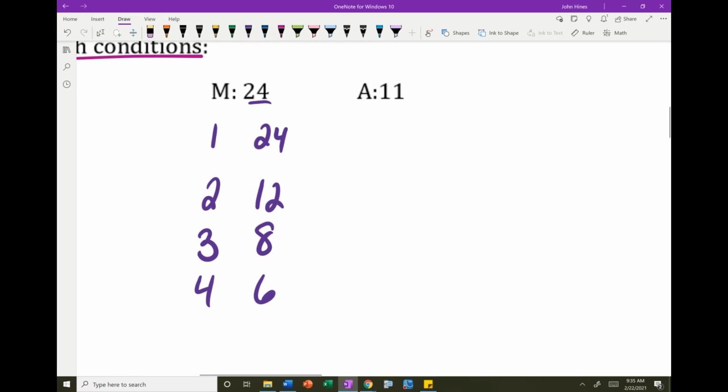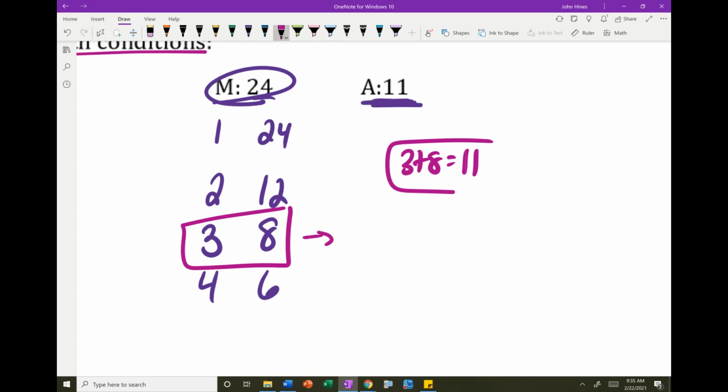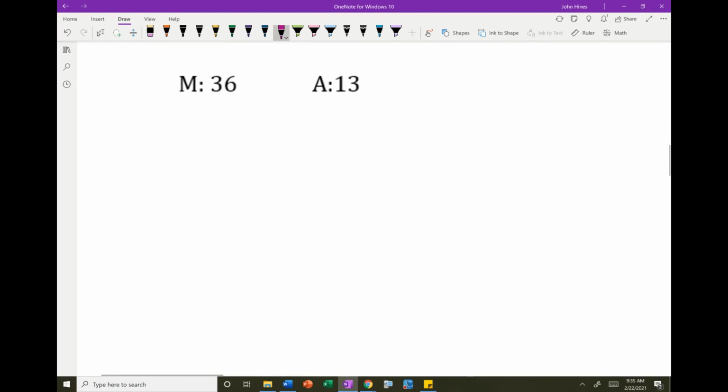So those are my combos. Those are my pairs of numbers that I could use. Those multiply to 24. Who adds to 11? That's the question. Which of these pairs add back to 11? Well, here it is right here. 3 plus 8. 3 plus 8 is 11. And it also multiplies to 24. So we use our multiplier, and then we see which pair of numbers adds.